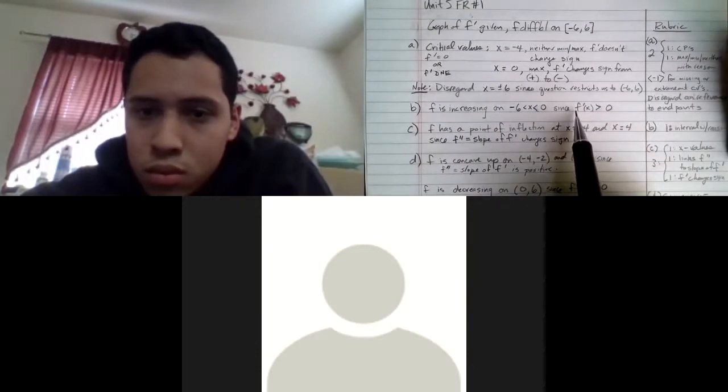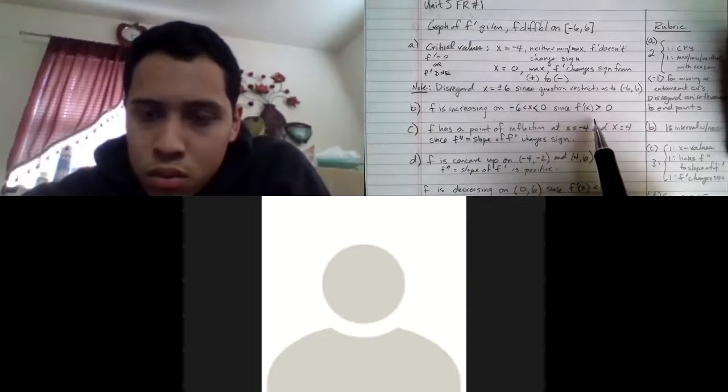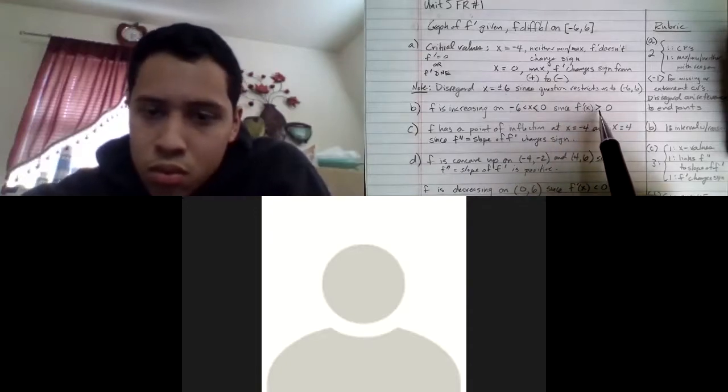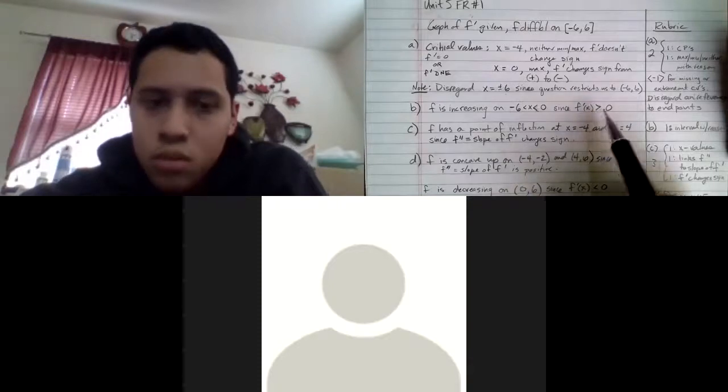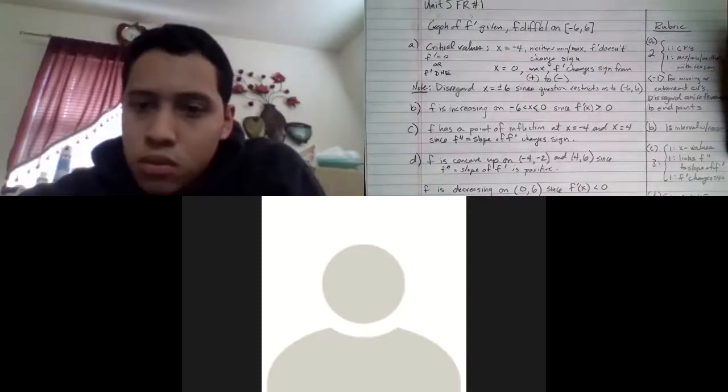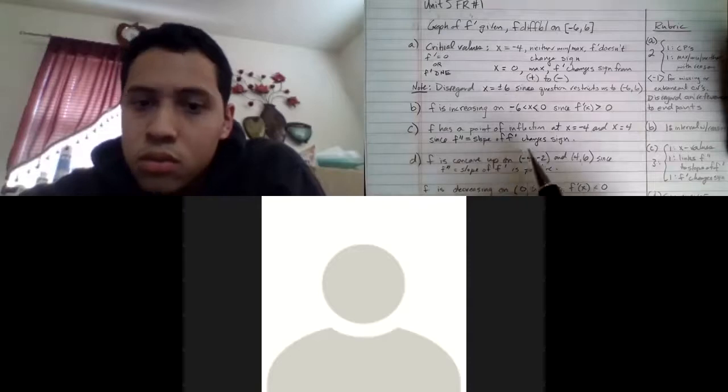In part B, it's since f prime of x is greater than 0. You've got to use correct notation there. You can't say because the slope is greater than 0. No, or because the graph. No, f prime is greater than 0.